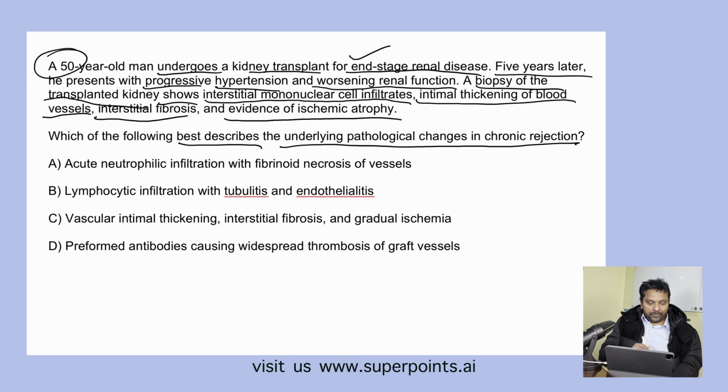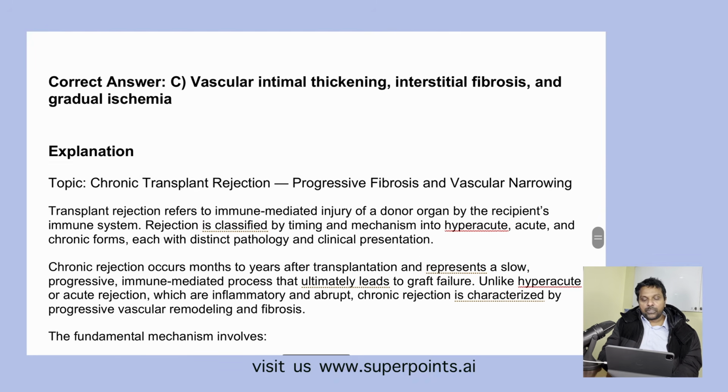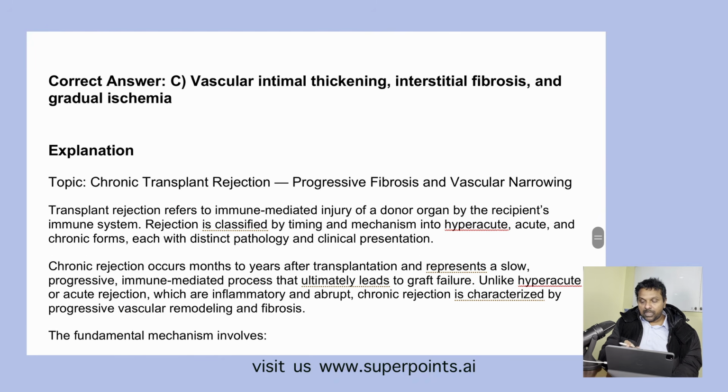I would say this is a poorly written question, because they already gave you everything to know. The answer is already given in the question stem itself. So the answer here is C. All right, basically, what is happening in chronic rejection?